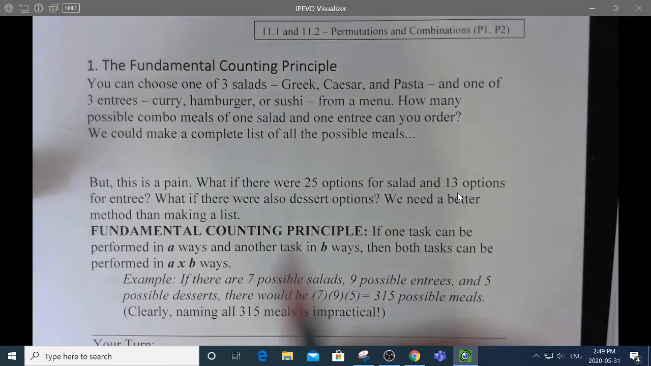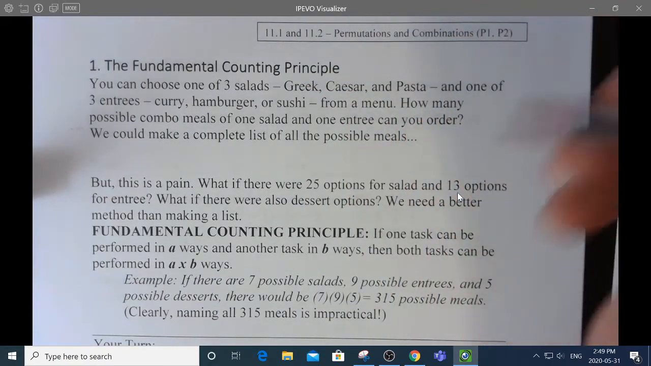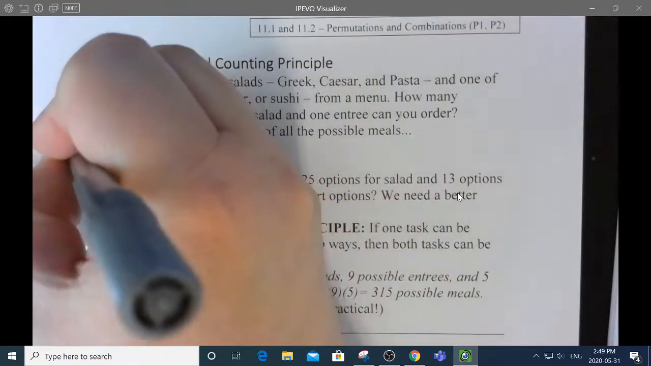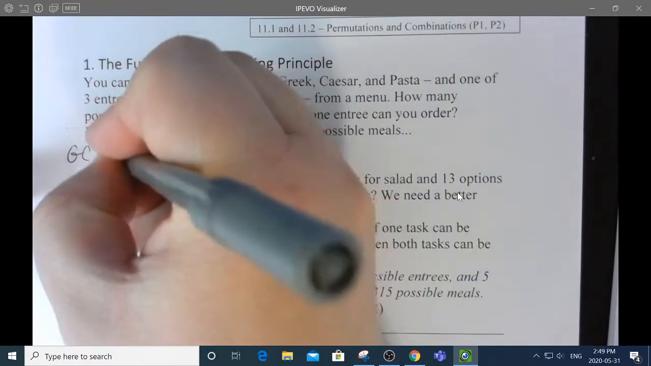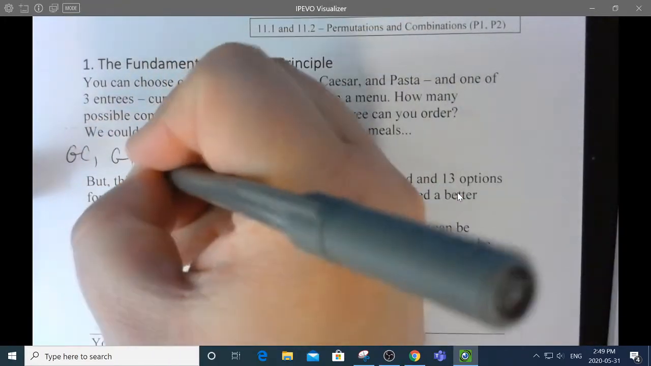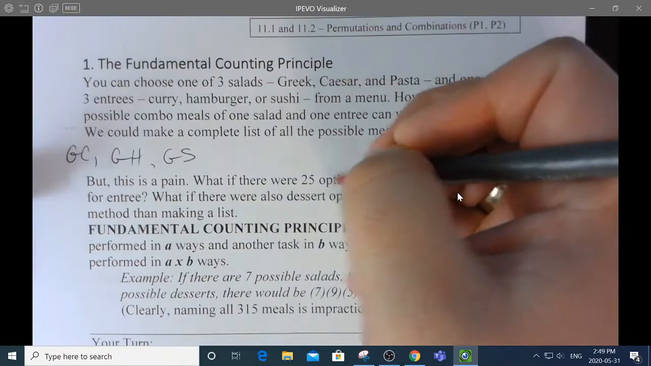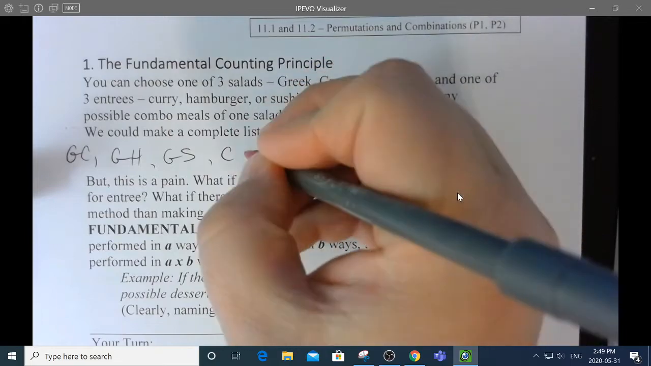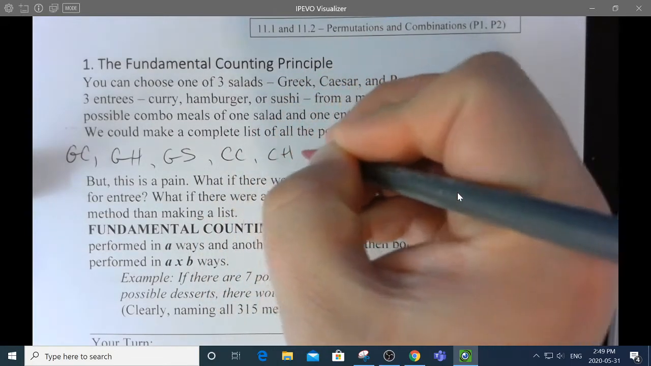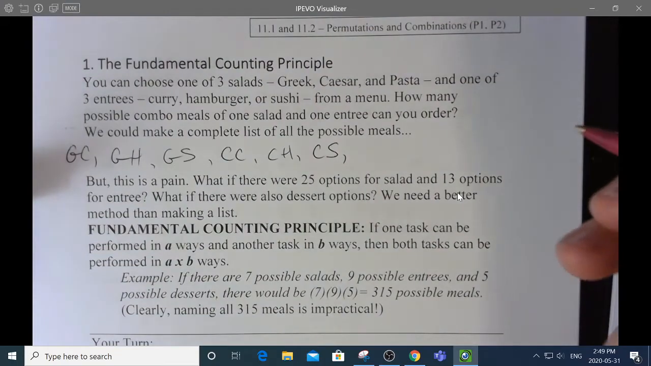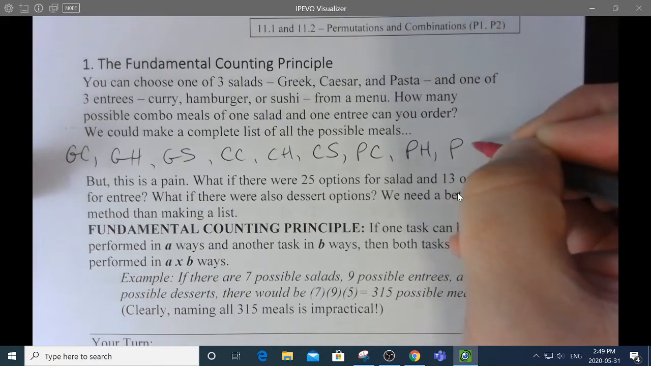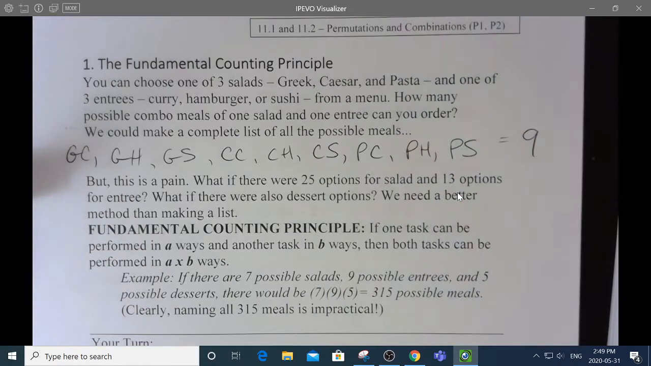All right, well, let's just list them. I'll use the letters G, C, and P for the salad, and the letters C, H, and S for the entree. So I'll focus on the salads first. I can get a Greek salad and curry, or a Greek salad and a hamburger, or a Greek salad and sushi. There's all of the things I could do with the Greek salad. Then I could get the Caesar salad and the curry, or the Caesar salad and the hamburger, or the Caesar salad and the sushi. Or I could get the pasta salad and the curry, the pasta salad and the hamburger, the pasta salad and the sushi. So as you can see, there's 9 possible combinations that I can make.